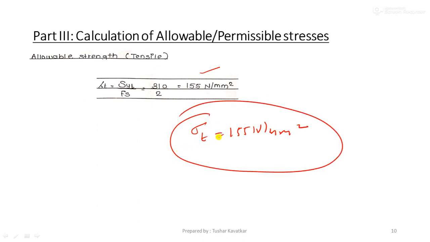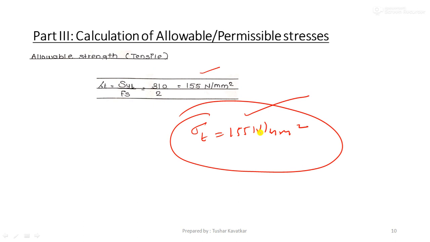The tensile stresses in any part of this particular knuckle joint, wherever the tensile stresses are created, should not exceed this 155 Newton per mm square. This is the permissible, allowable stress, meaning you cannot go beyond this 155 Newton per mm square, otherwise your design has failed, right?